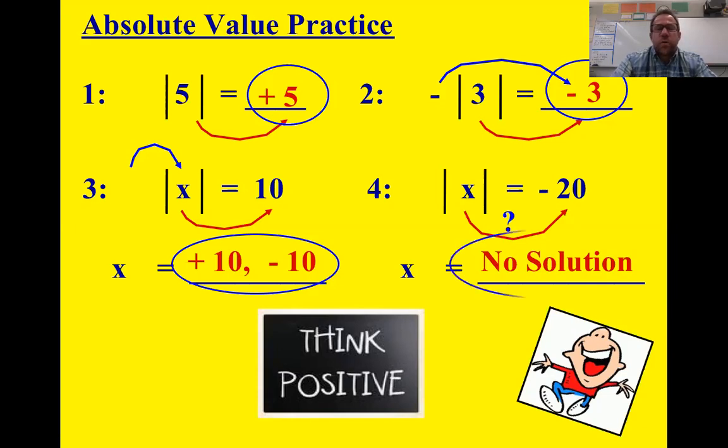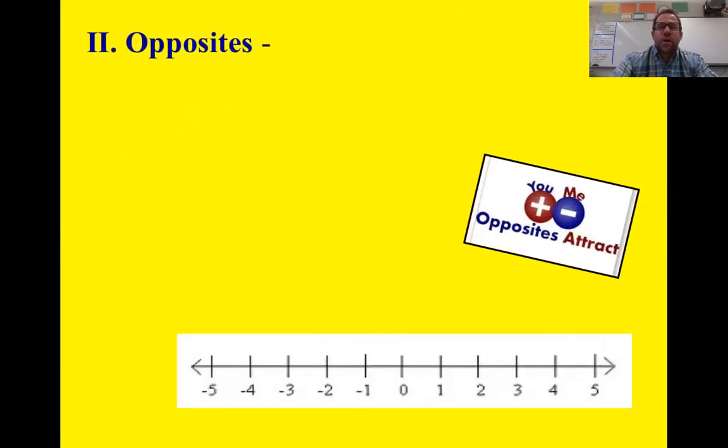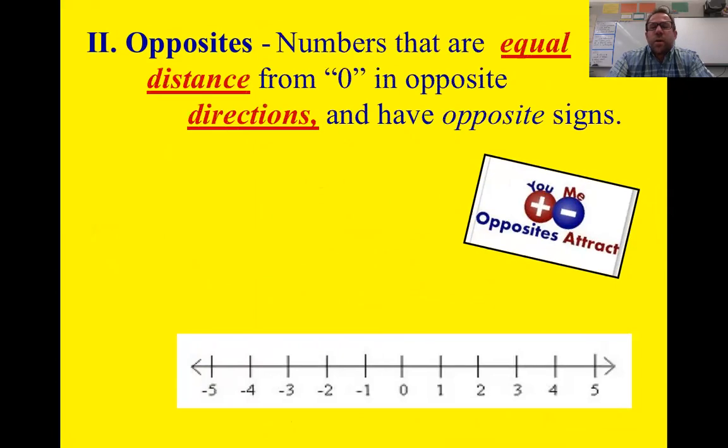Okay, let's move on to another concept here. So the next concept is opposites. Now opposites is pretty easy. Opposites attract, right? So opposites are numbers that are equal distance from 0. If you think of a number line, from 0, equal distance from 0, and they just go in opposite directions, and they have opposite signs.